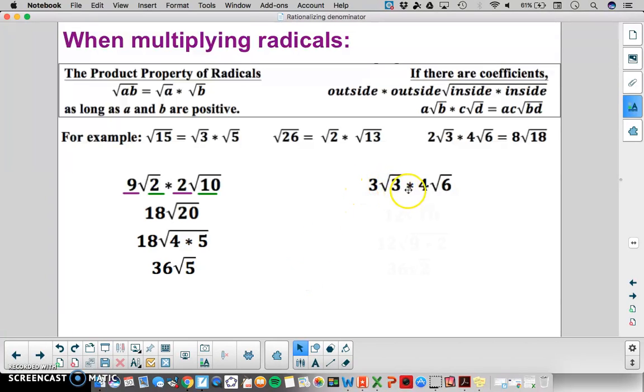For 3 root 3 times 4 root 6, the outside times outside is 3 times 4, inside times inside is 3 times 6, and that becomes 12 root 18. The square root of 18 can be simplified further. We would break that up into 9 times 2. The square root of 9 comes out as 3 and gets multiplied by that 12 to be 36 root 2.